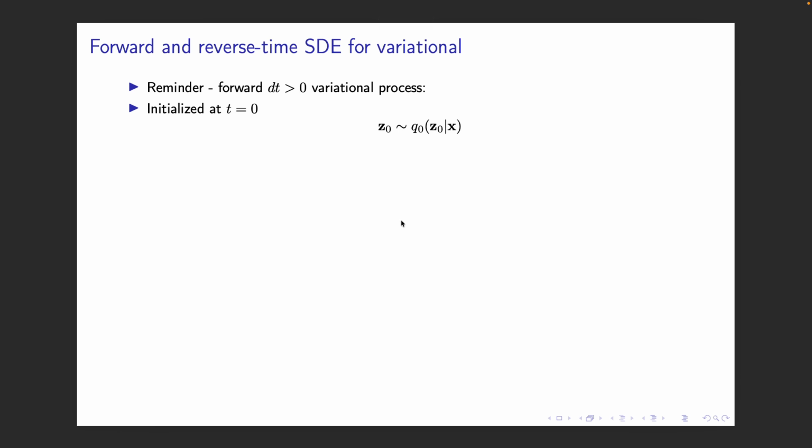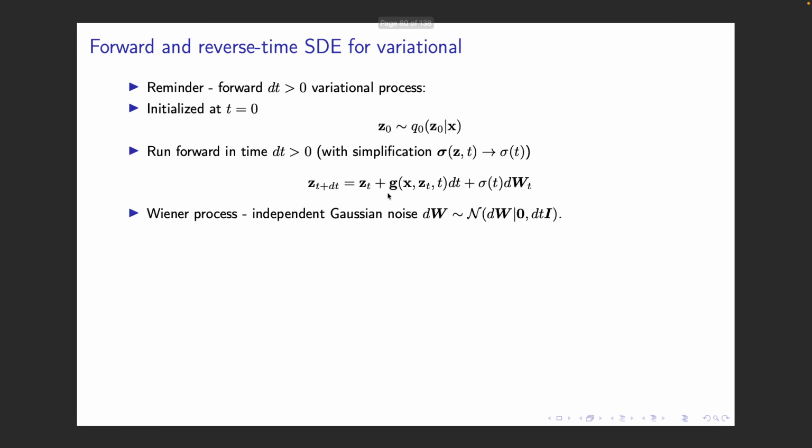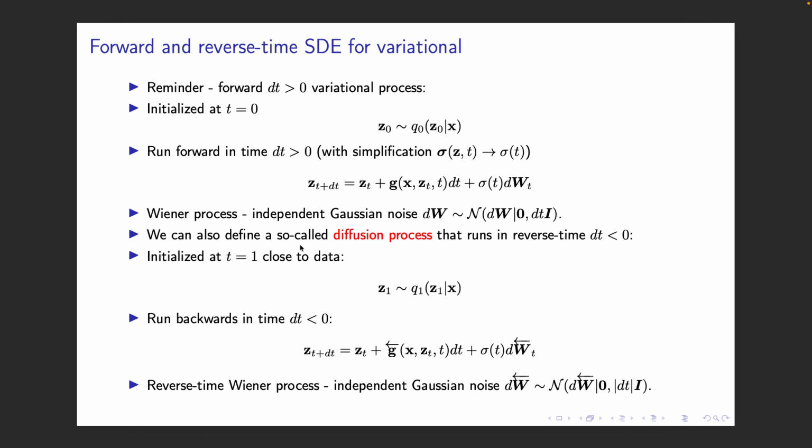So remember the way that we run the SDE, the stochastic differential equation, forward for the variational distribution. First, we initialize it at t equal to 0, and then we draw a starting point, and then we run this equation with small delta t's forward in time. In every small step, we add some noise that has a variance dt.